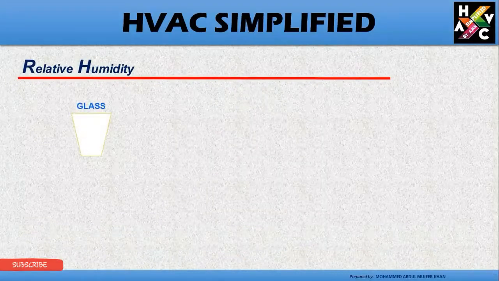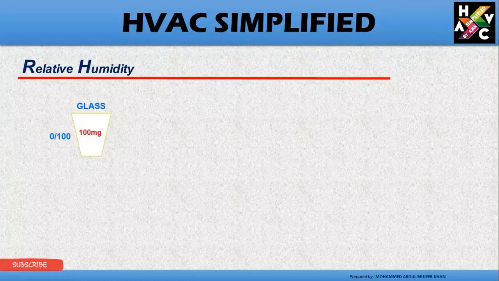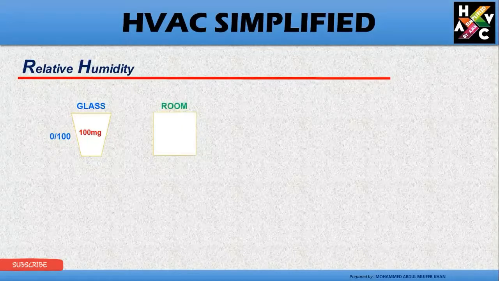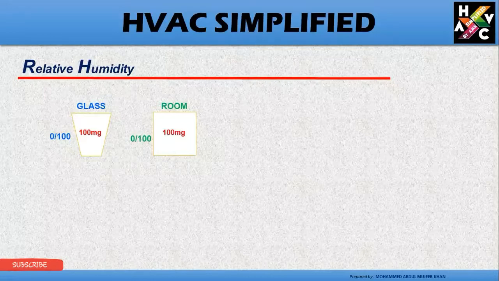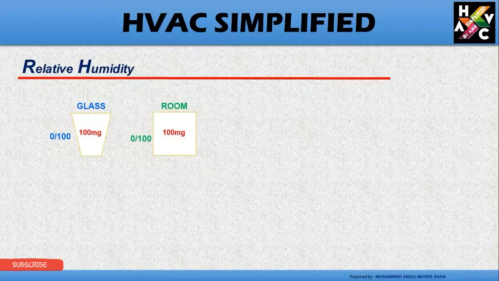So now let us understand relative humidity with a few examples. Let's suppose there is a glass of 100 milligram capacity which is not filled with water. The glass of 100 milligram is supposed to be the dry bulb, and the empty water is supposed to be the wet bulb. Let us assume the same example with a room of 100 milligram of space which is holding zero amount of water. So the total amount of water the space can hold is 100 milligram.